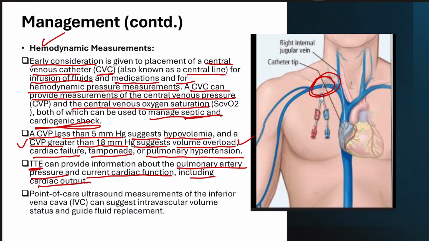Also, point of care ultrasound measurement of the inferior vena cava helps us identify the amount of intravascular volume and whether it requires any fluid replacement or not. So when we do the point of care ultrasound measurement of the inferior vena cava, we get an idea whether we have to do fluid replacement for the management of hypovolemia or not.